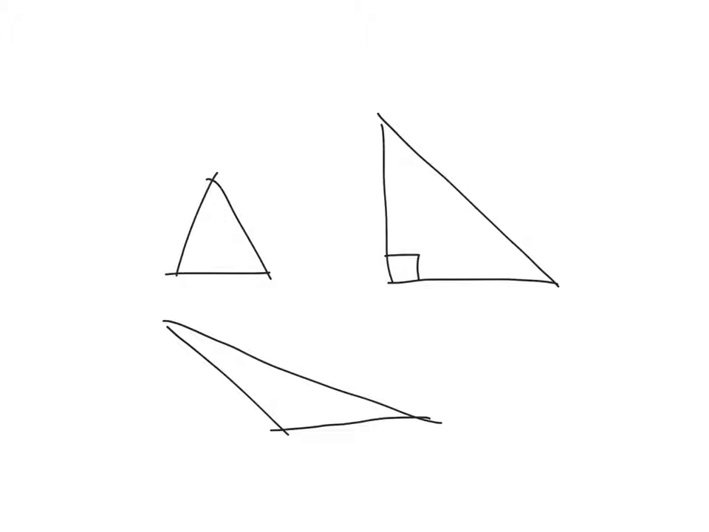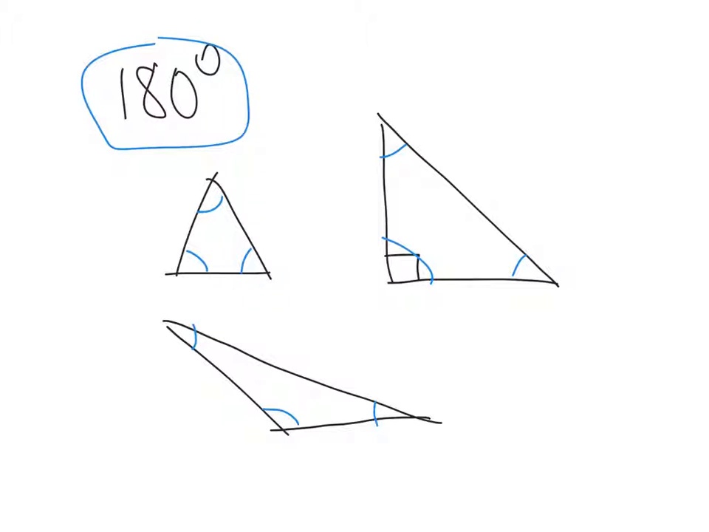All triangles add up when you talk about the measure of the interior angles. That's the angles here, here, and here. When you use a protractor and measure each of them, whenever you add them up, the value you're going to get is going to be 180 degrees. That always works for any triangle.